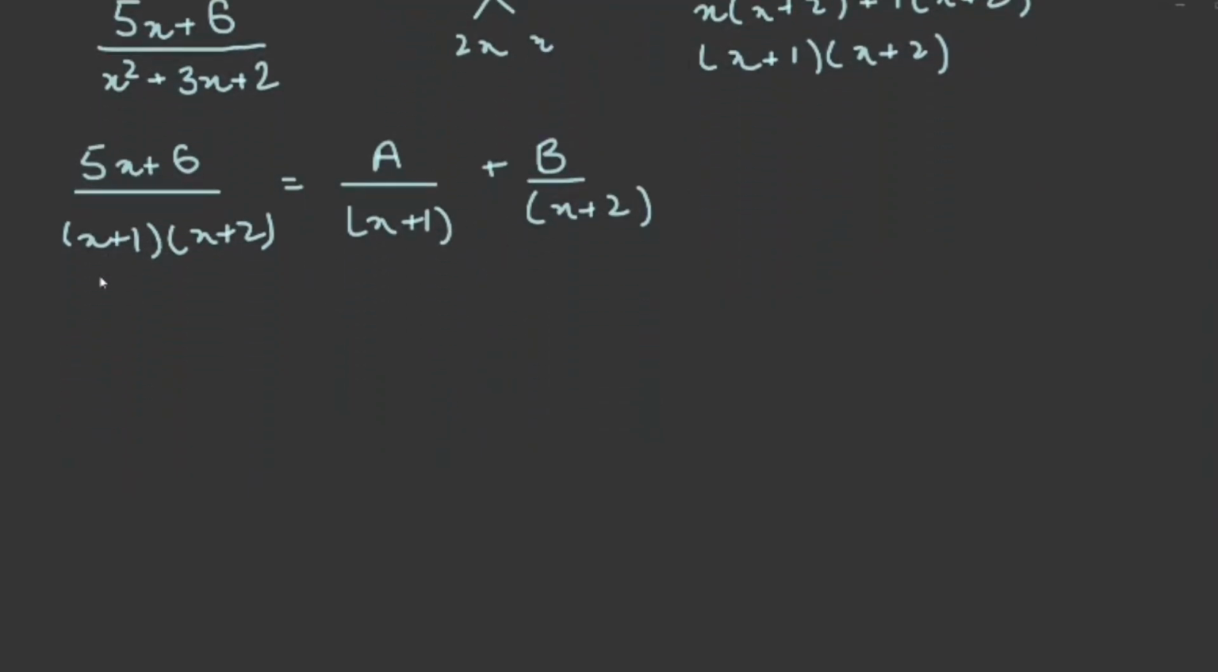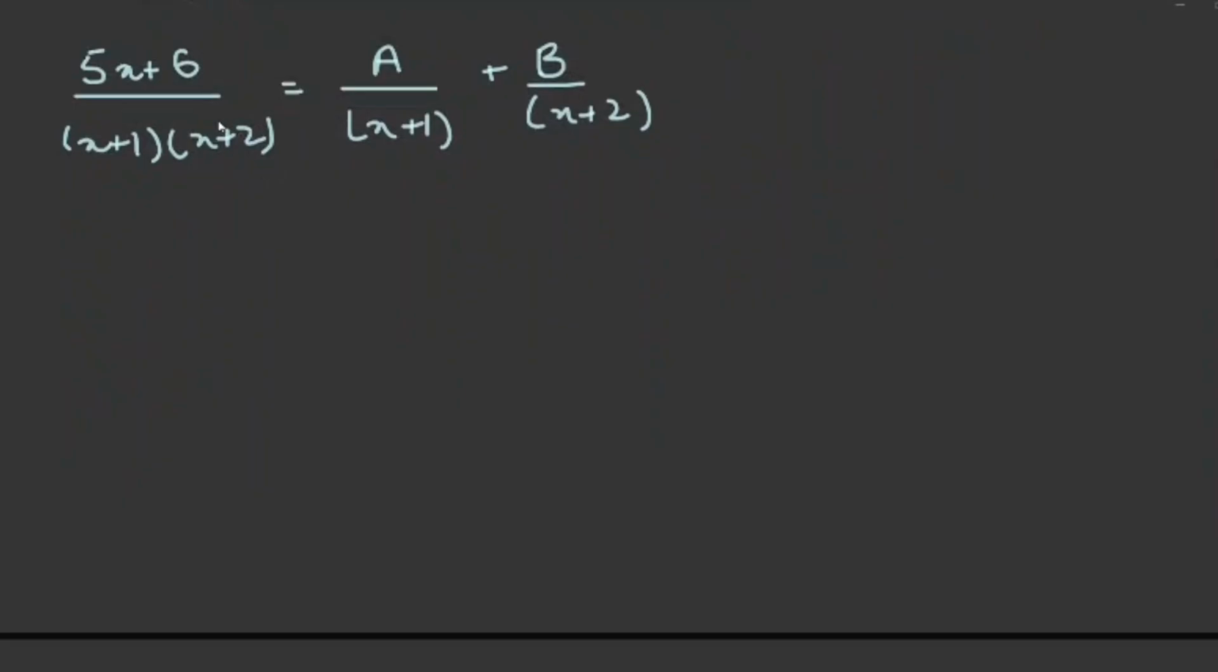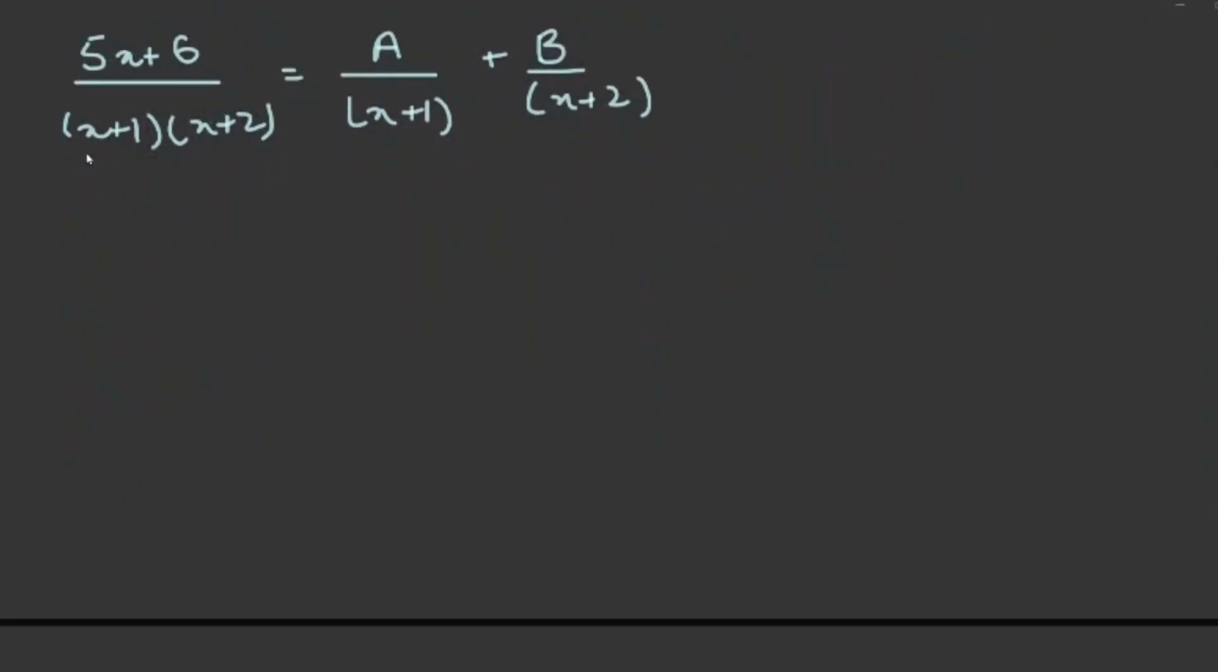And for this, the first step is you have to multiply both sides by the denominator that we have here. So if you multiply this by the same denominator, of course it would cancel out. So we can just write 5x plus 6, and here you have to multiply it by this. So x plus 1 would cancel out, and we can write A times x plus 2, and here if we multiply this with this, x plus 2 would cancel out, so we can write B times x plus 1.